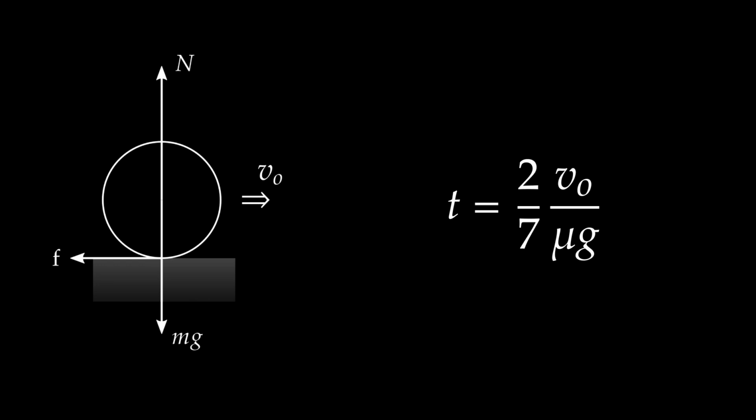times t. Notice now it's very conspicuous that I have an R on this side and I have an R on this side. And so all I need to do now is solve for t. And that's going to be 2/7 v0 divided by mu g is equal to t, the time it takes for the bowling ball to stop skidding and start rotating.